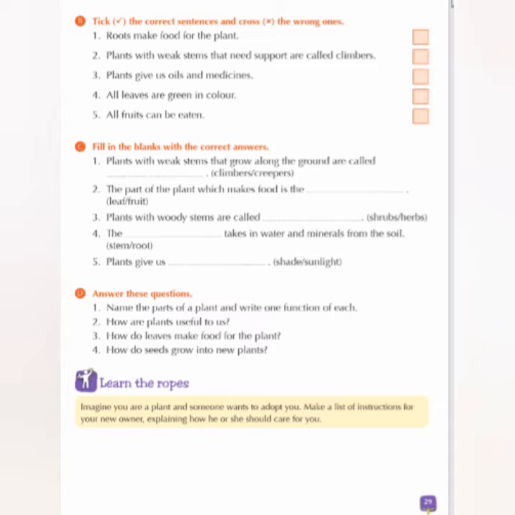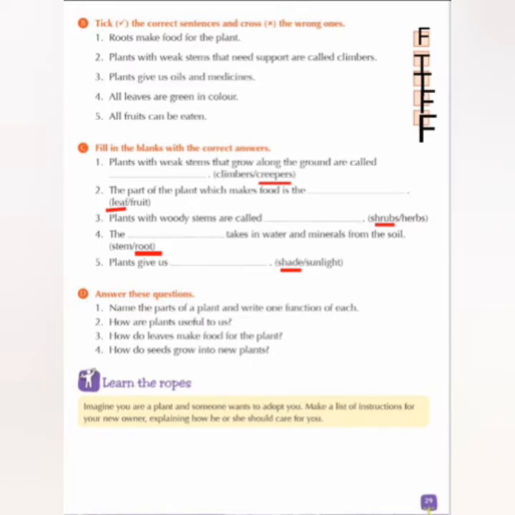B exercise. Tick the correct sentences and cross the wrong ones. In place of right and wrong, for the sentence which is correct, we can write T. T for true. For the sentences which are wrong, we can write F in front of it. F means false. Now see, roots make food for the plants. Roots make food for the plant or leaf make food for the plant? Leaf makes food for the plant. So this first part is wrong. Write F. F means false.